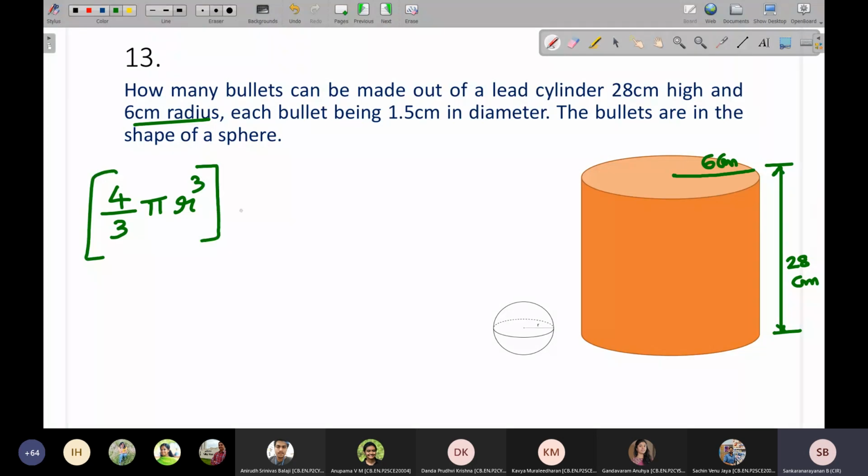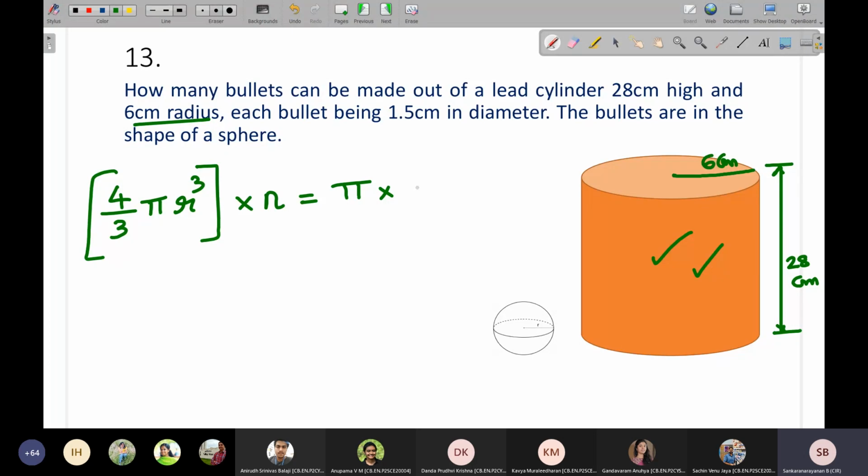Like that, let us consider n bullets are being made. So the total volume, if you calculate, will come to 4 by 3 pi r cube into n. This total volume will be what? Can anyone tell me? This total volume will be the volume of the cylinder. And the volume of the cylinder is nothing but pi into r square into h.